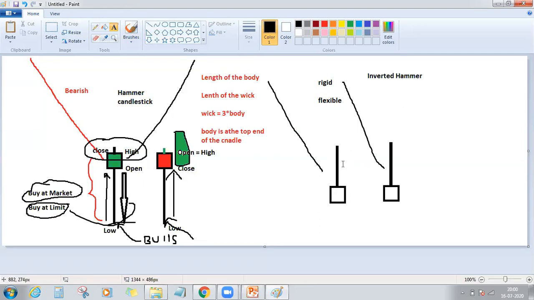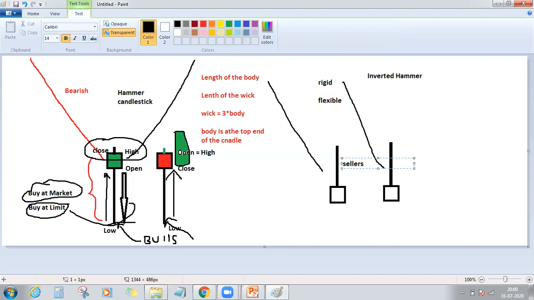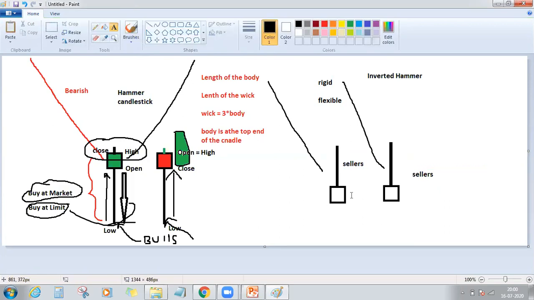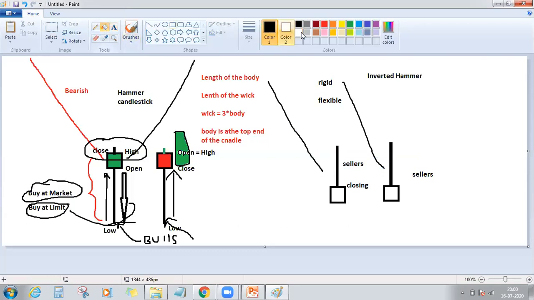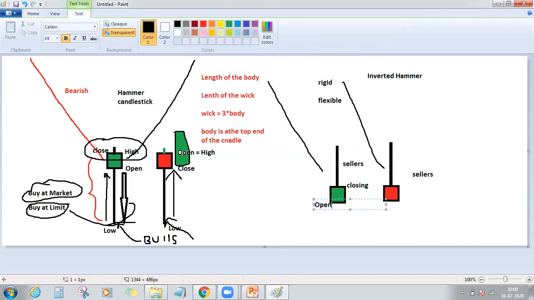Now here sellers were strong at the starting of the day. Even here the sellers were strong at the starting of the day, and this is the closing price here, because one has its body green in color and the other has its body red in color. So this will be your open and this will be your low. Here this is the open price, this is your low, as well as the closing price.